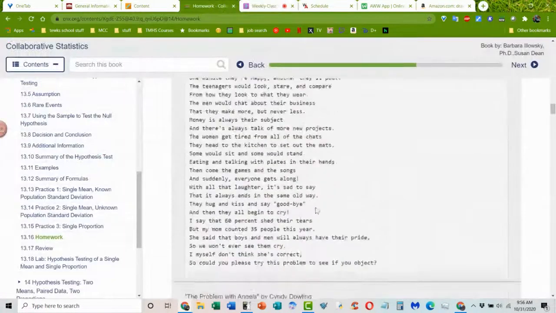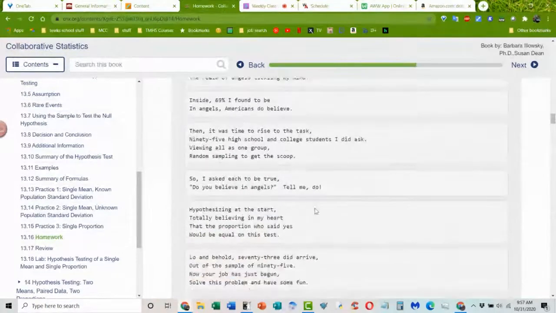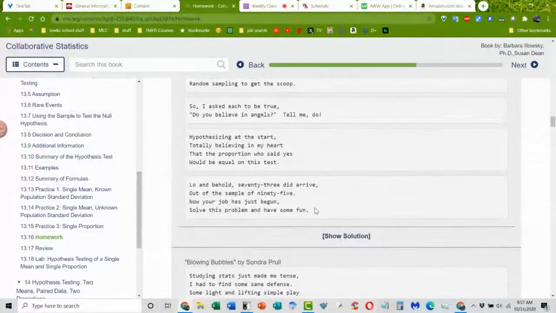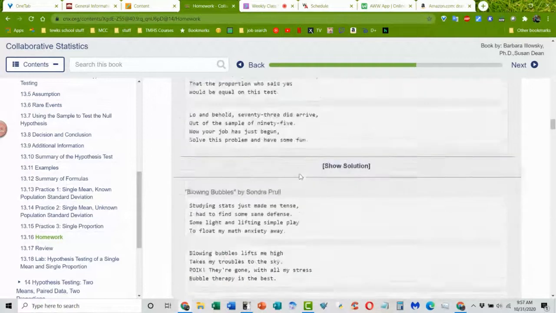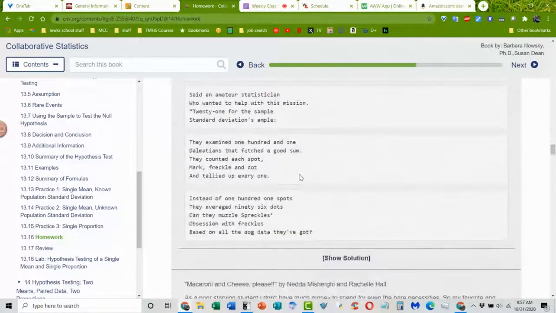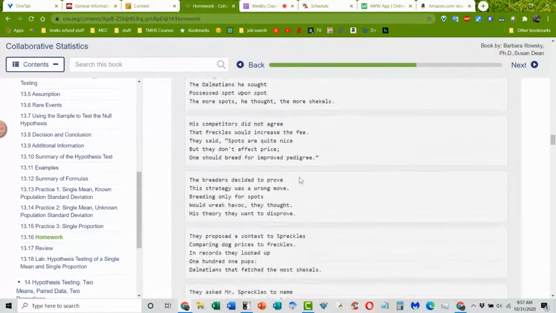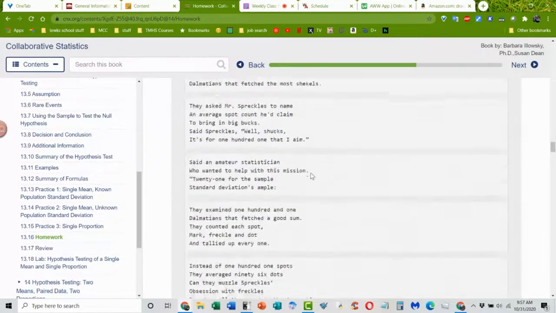And I got it from the fact that she had people write poems that had hypothesis tests in them. So you have to pull the hypothesis test out of the poem, which I think is kind of cool. So you may want to look at some of these, and they're actually not bad poems either, so they're kind of interesting. This one's about the 101 Dalmatians and the spots.